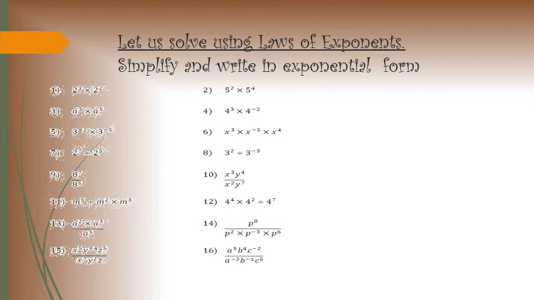Last question, 16th one. a raised to 5, b raised to 4, c raised to minus 2 by a raised to minus 2, b raised to minus 1, c raised to 5. Here also, as we did for the 15th question, there are three different variables a, b and c. We group with the same bases and do the calculation for them. So that will be a raised to 5 plus 2. That is a raised to 7 comes. b raised to 4 plus 1. That's b raised to 5 comes. Then c raised to minus 2 minus 5. c raised to minus 7.